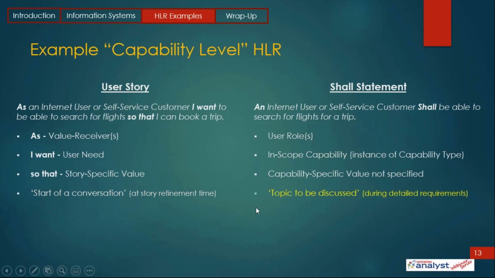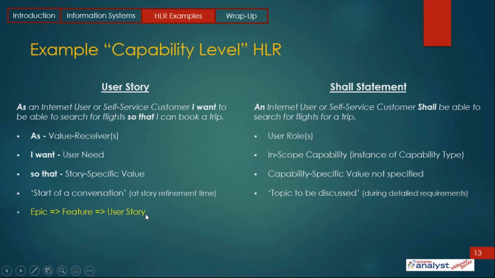Okay, from a shall statement perspective, I like the user story thing, but rather than starting the conversation, we don't want to start the conversation. We want it to be a topic to be discussed. So here we are planning our project. We want to discuss this topic later, and that's going to be during detailed requirements. So that's our objective, is to not have any detail. Where anyone wants to bring us some detail, we're going to discuss that later. Thank you very much. Our shall statement is just going to reference the business activity.